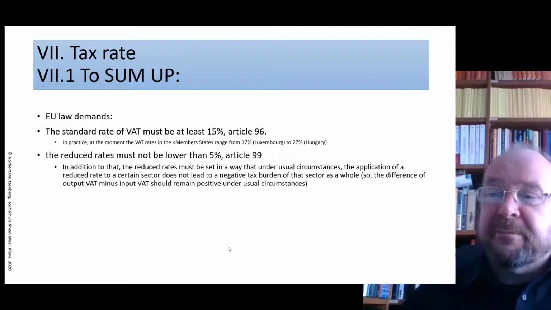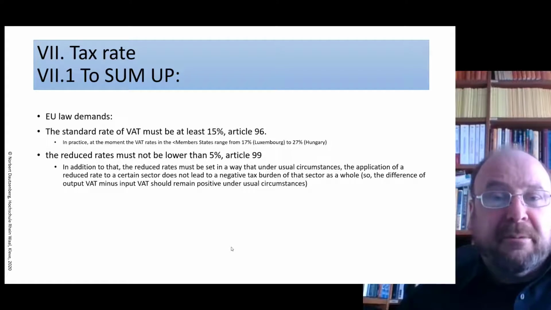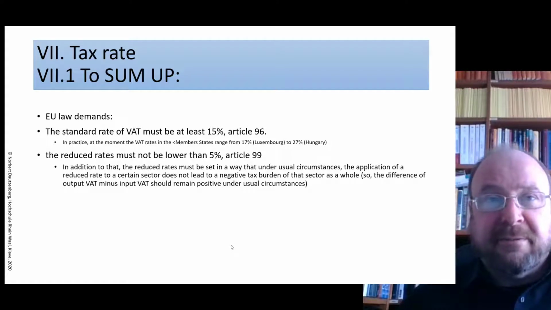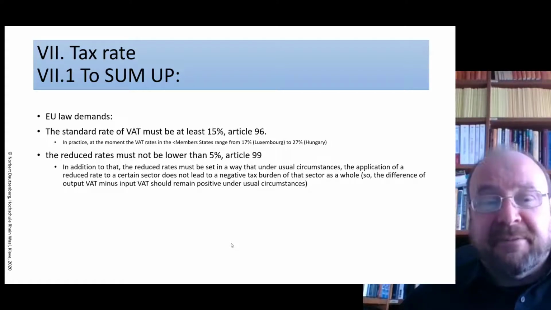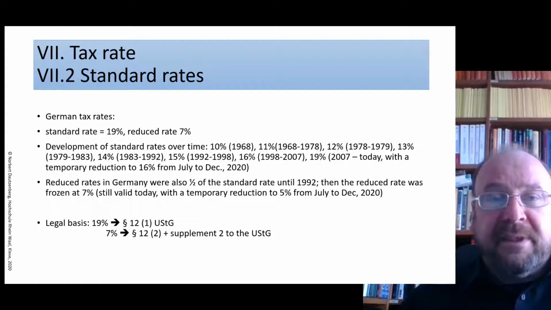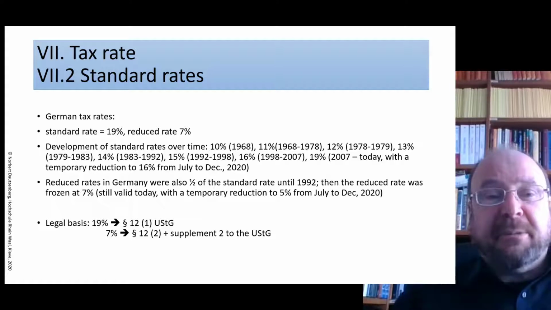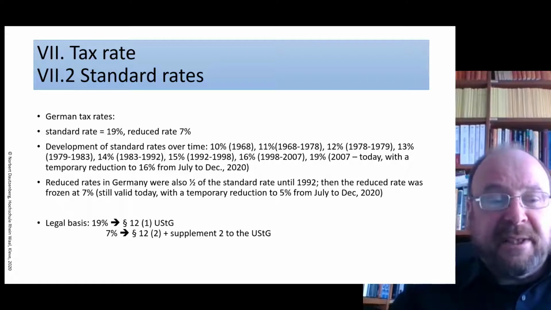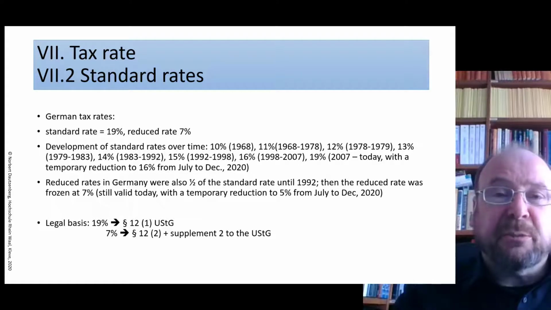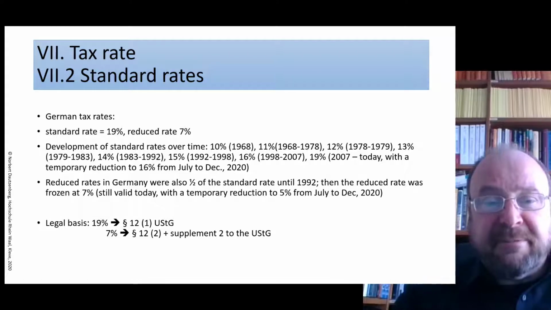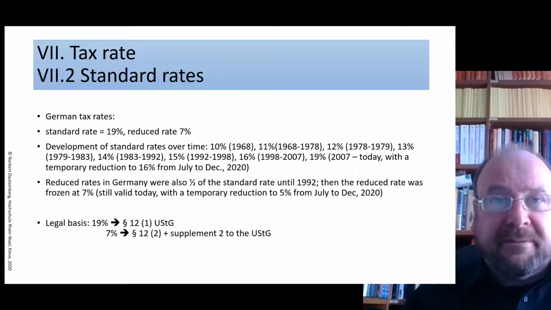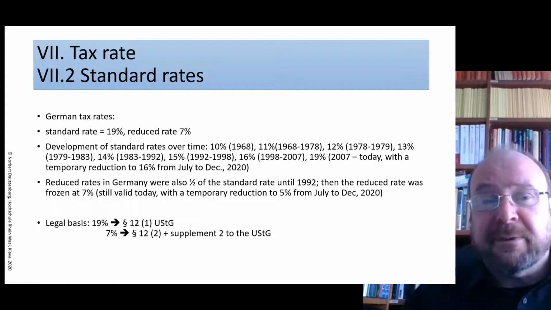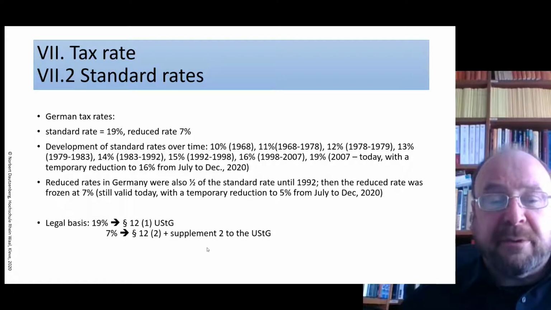And the minimum rates are 15% and 5%. At the moment, the minimum rates do not really have a big effect because the lowest rate which any member state takes is 17%. This is, by the way, spoken in 2021. In Germany, the standard rate is 19%. You find that in paragraph 12, section 1 UStG. And the reduced rate is 7%, which you find in 12.2. So these are the references which you have to use in order to give reasons for the tax rate which you use for calculation.